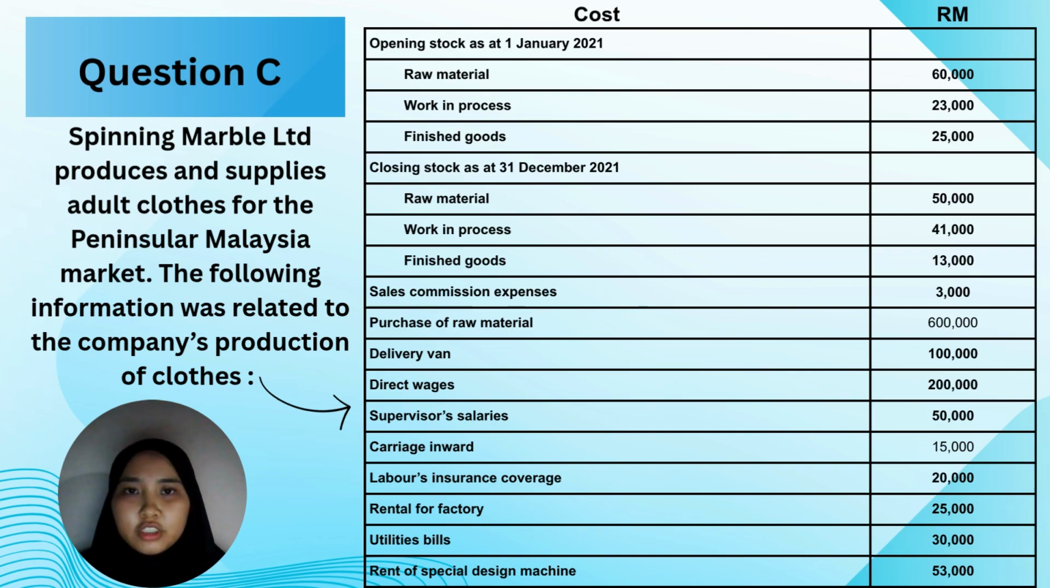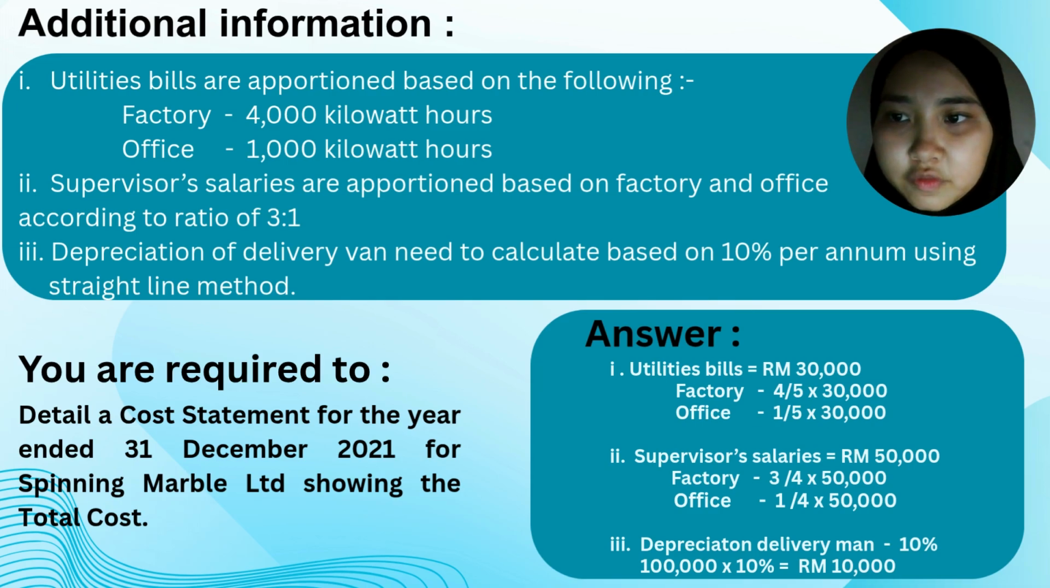So I'm going to discuss my answer for this question C. Spinning Marbles Limited produces and supplies adult clothes for the Peninsular Malaysia market. The following information relates to the company's production of clothes. So here we have 3 additional pieces of information.